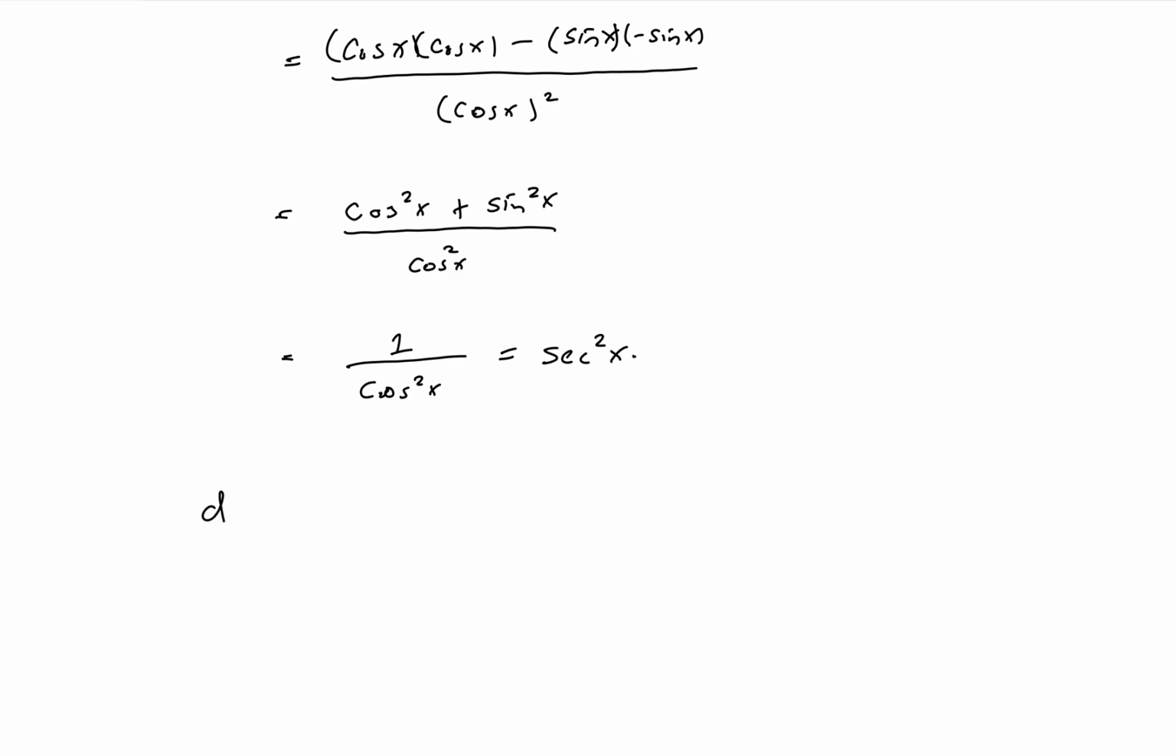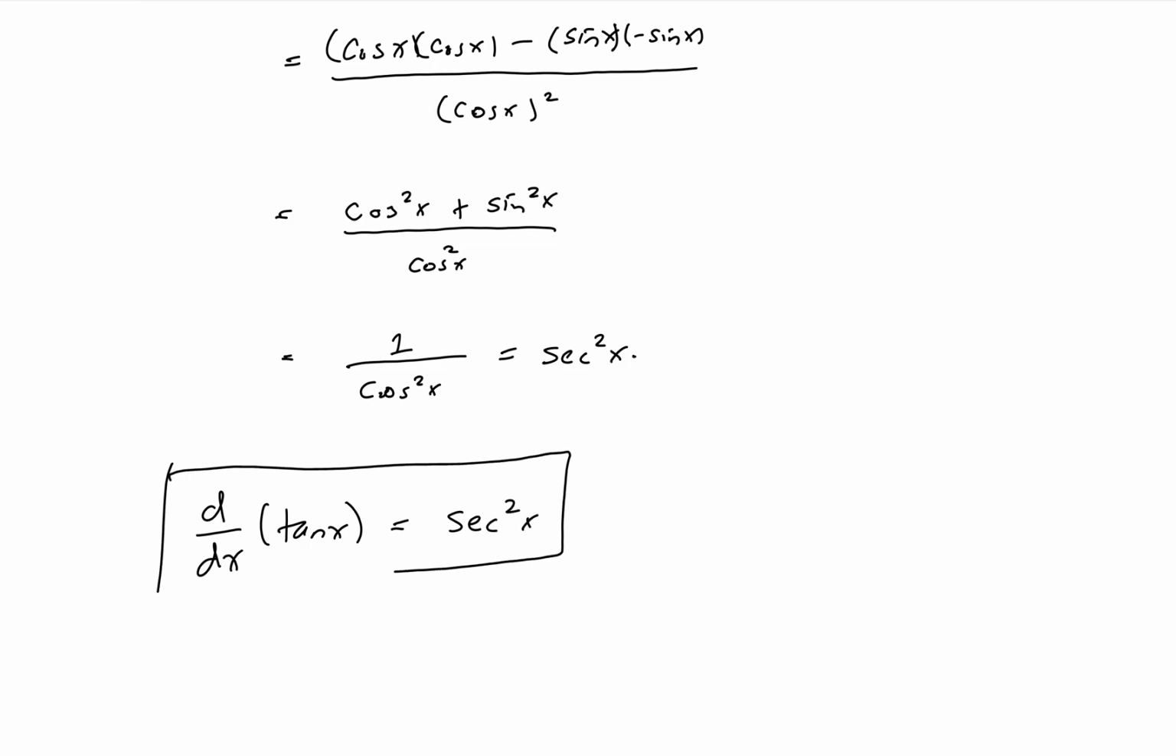So another one to add to our library of functions that we know the derivatives of: the derivative of tangent is secant squared. For this one, I would encourage you not to bother memorizing it. You might use it enough that you end up memorizing it inadvertently, but just know how to use the quotient rule to get this. It doesn't take very long to derive it rather than trying to memorize the whole thing.